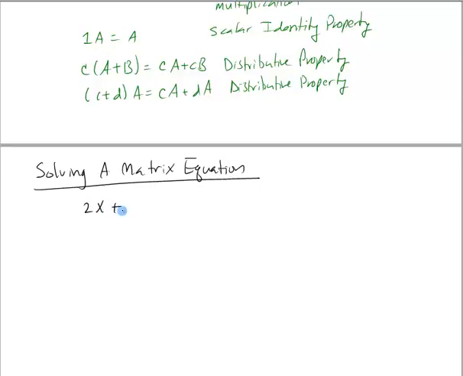Now whether a number is out front or on the other side, I need to make sure that it's distributed through the entire matrix. So 2x means 2, a scalar 2, times the matrix x. Another thing to keep in mind, anything that's a capital letter is actually an entire matrix. Now what we want to do is solve for x in this matrix equation.